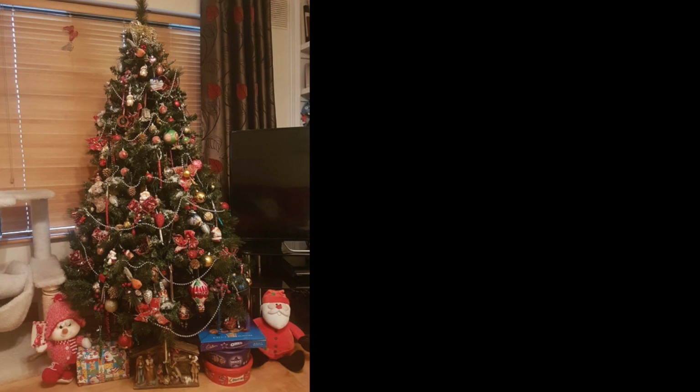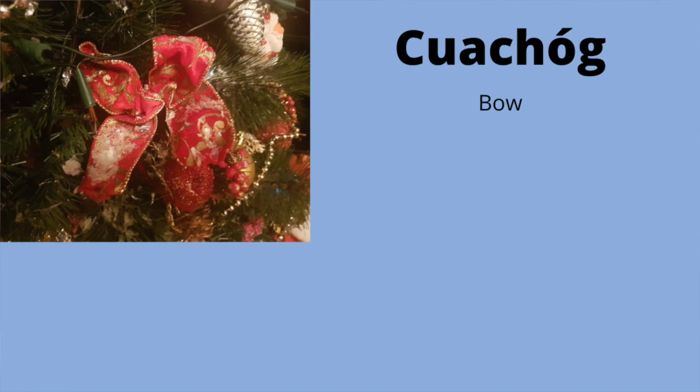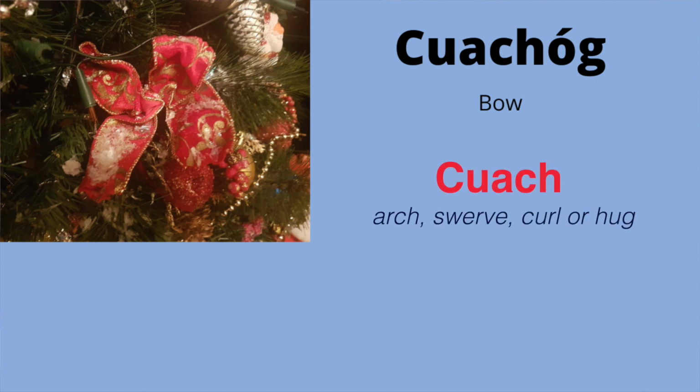So there's lots of bows on this tree. The Irish for bow is bogha beag, and this comes from two words. Bogha can mean an arch, a swerve, a curl, or even a hug. And then beag means little. Together it means a little arch or a little curl. Bogha can have quite a few meanings.